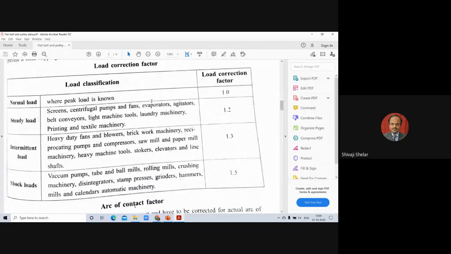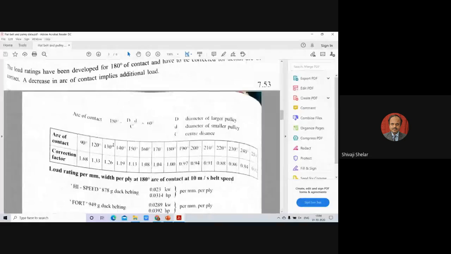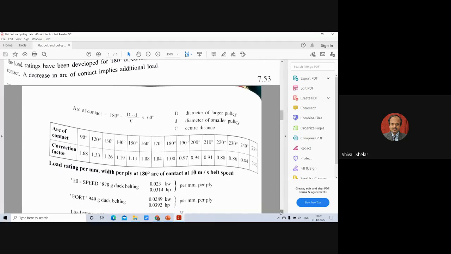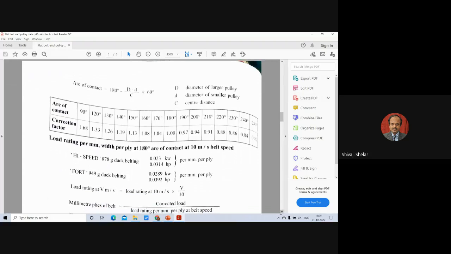Then the load correction factor: based on your application, you need to correct your load. Then the arc of contact factor. If your angle is less than 180, then your arc of contact factor will change, so there will be a correction factor for it. Then based on your high speed or power requirement, you can determine the ply and you can design.